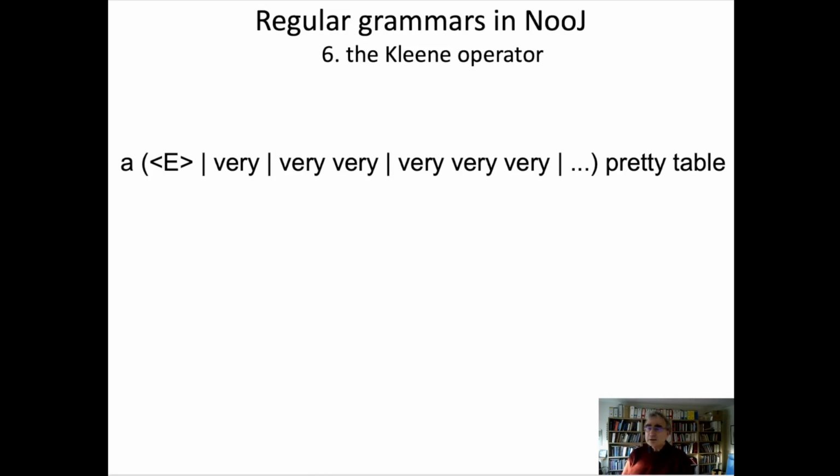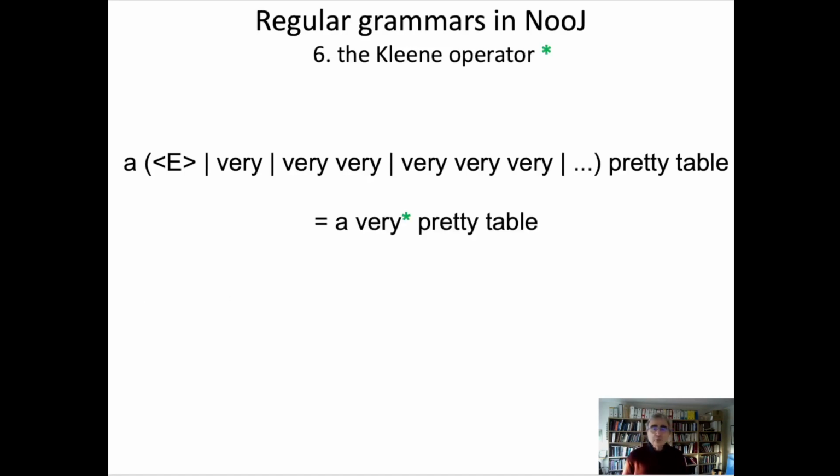I want to recognize a pretty table, but also a very pretty table, a very, very pretty table, and why not a very, very, very, very, very, very, very pretty table. Unlimited number of occurrences of the word very, including zero, including no occurrence of the word very. So this is exactly the Kleene operator. The way to write it is to use the star here.